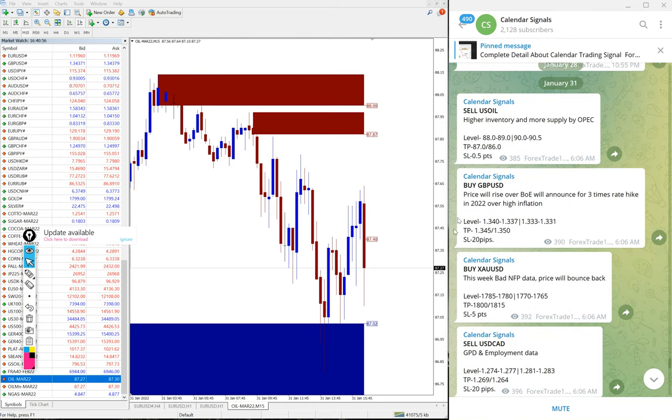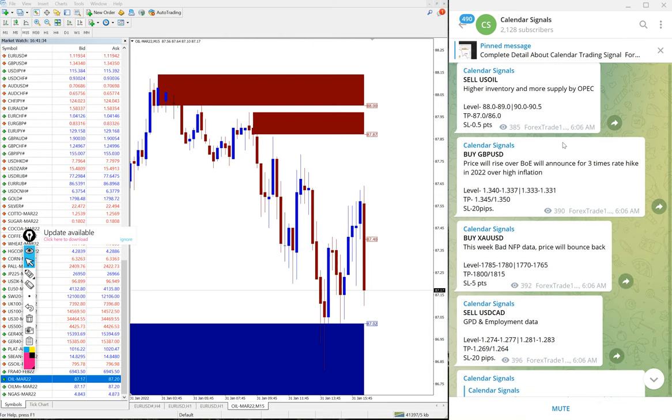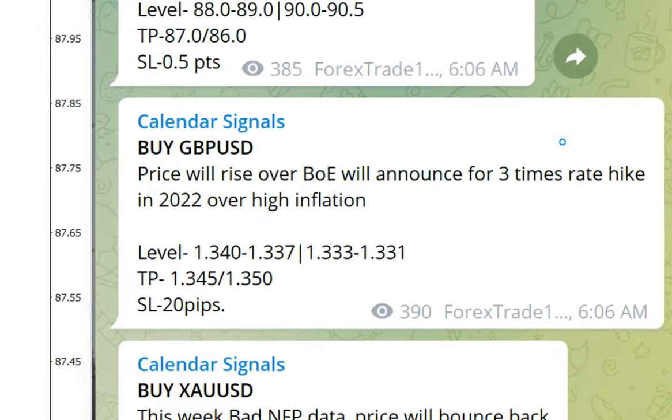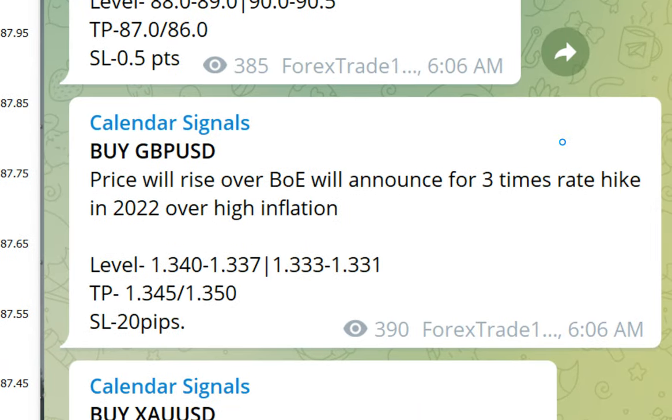Then the next signal which performed is the GBPUSD buy. Why did we give buy GBPUSD? The Bank of England is expected to announce three rate hikes in 2022 over high inflation. So we are expecting the Bank of England will increase the interest rate during the year 2022, that too three times, and based on this we gave the buy GBPUSD, and we gave the level as well.